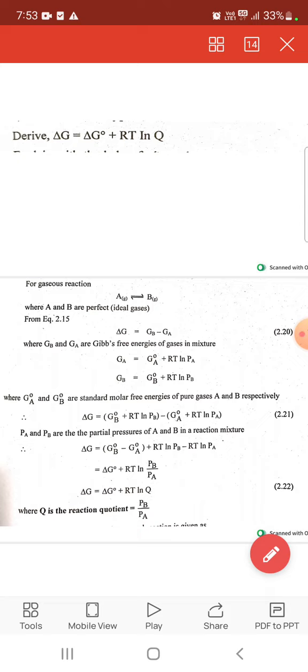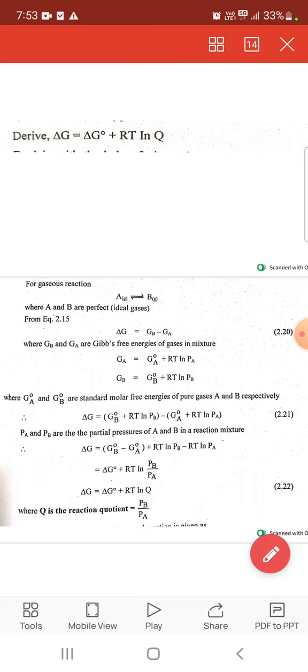From equation 2.15 we can write that ΔG = GB − GA. Here GB and GA are the Gibbs free energies of gases in the mixture. For GA we can write G°A + RT ln PA, and for GB we can write G°B + RT ln PB, where G°A and G°B are the standard molar free energies of pure gases A and B respectively.